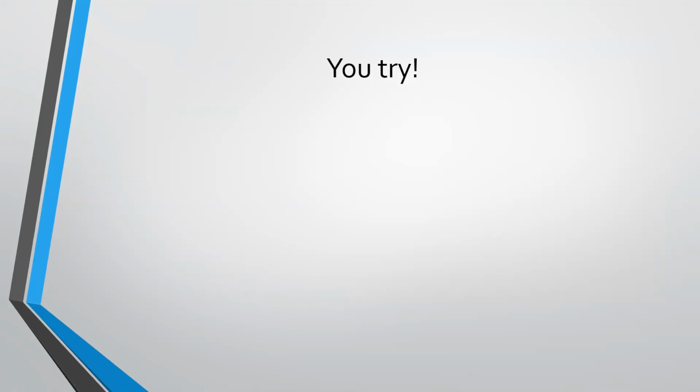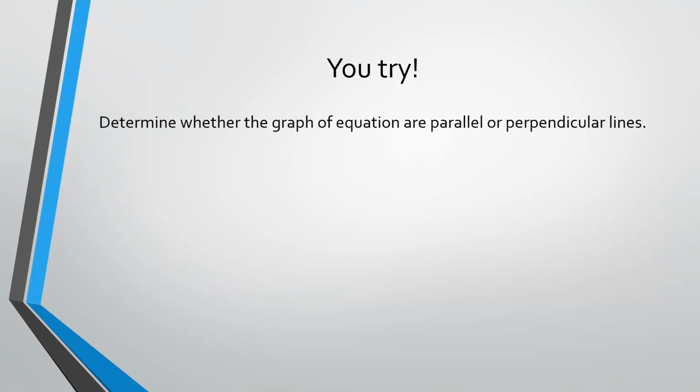So now that we went over parallel and perpendicular lines, determine whether the graphs of the equations are parallel or perpendicular. Y is equal to 1 and y is equal to -2. Are they parallel or perpendicular? So if you entered parallel lines, then you are correct.